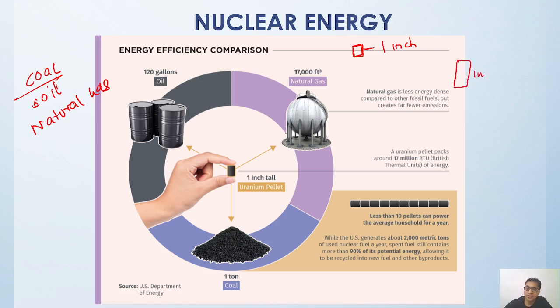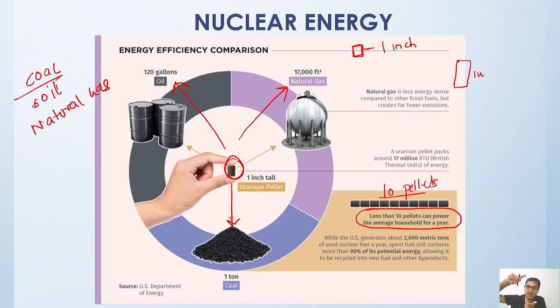This 1 inch of uranium pellet is equivalent to 120 gallons of oil. This 1 inch of pellet is equivalent to 17,000 cubic feet of natural gas. And this 1 inch of uranium pellet is equivalent to 1 ton of coal energy. So you can understand the amount of energy present in such a small pellet. Here we are seeing 10 pellets. Less than 10 pellets can power the average household for a year. That means 10 inches, just this much, can power your household for a year.